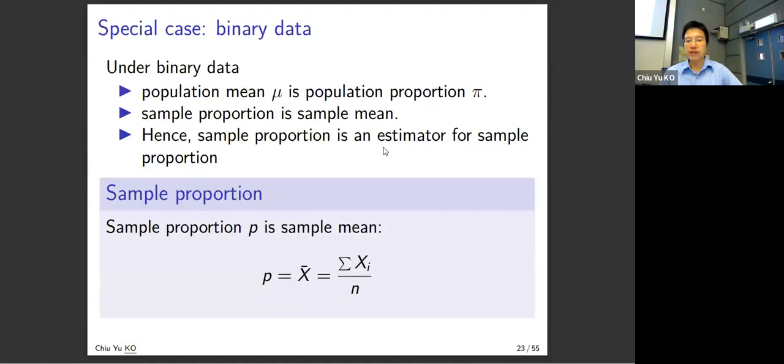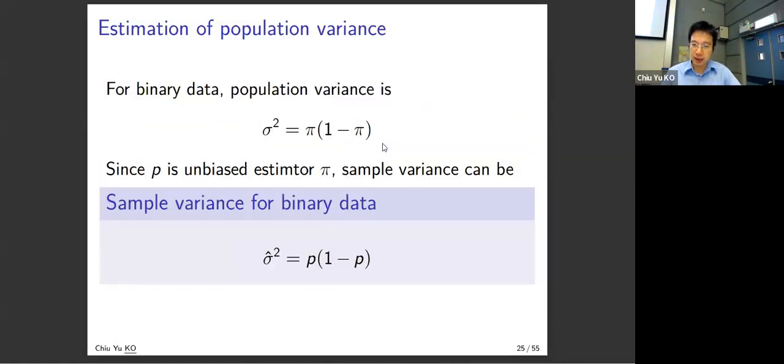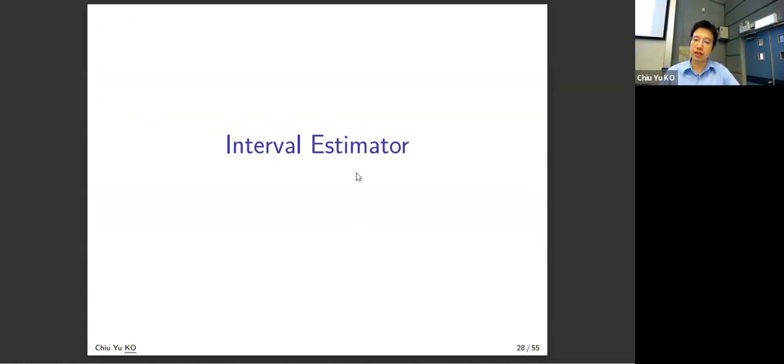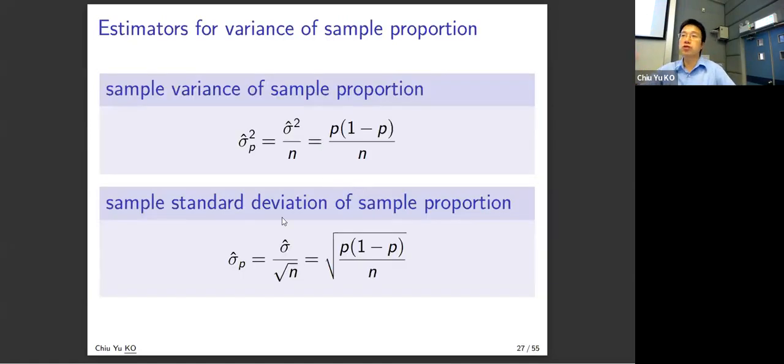And for the sample proportion, there's a slight twist there. The variance is not unbiased, but it's okay. We still use the biased version, this is the way we do it for proportion, but usually n is big enough, so we don't really worry about it. But in case you were super worried, you can correct it.